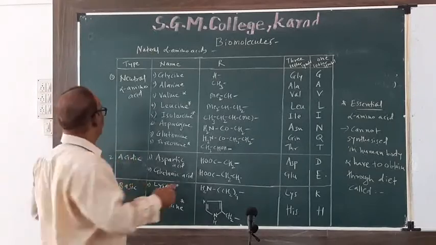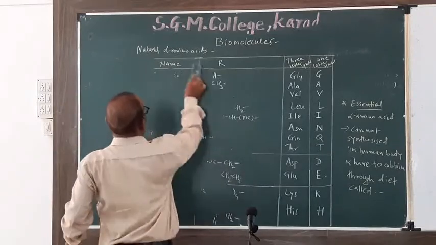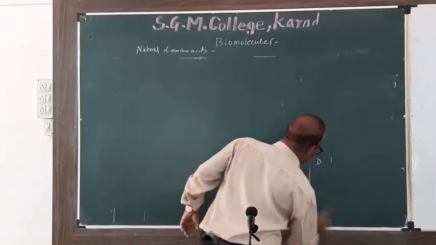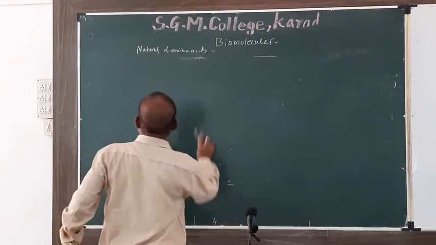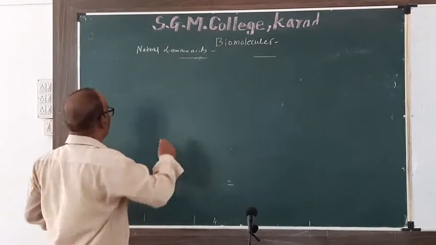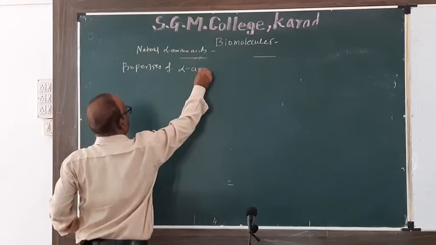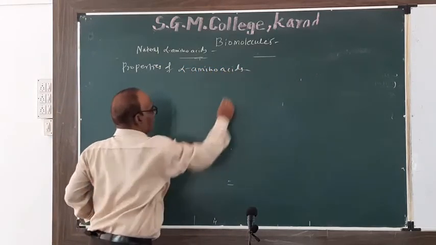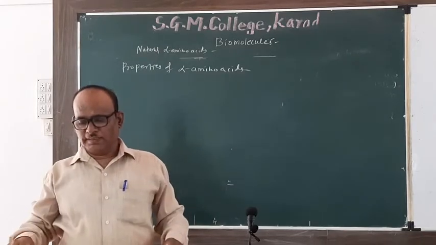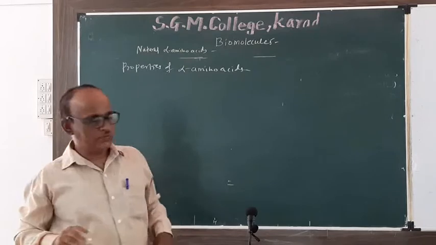So this is about the different types of alpha amino acids, their examples, their R, and their three letter and one letter symbols. Then we study the next point about alpha amino acids, and that is the properties of alpha amino acids. The main properties are that they have a high melting point, they are crystalline in nature, and water soluble, and these properties are due to the Zwitter ion structure.